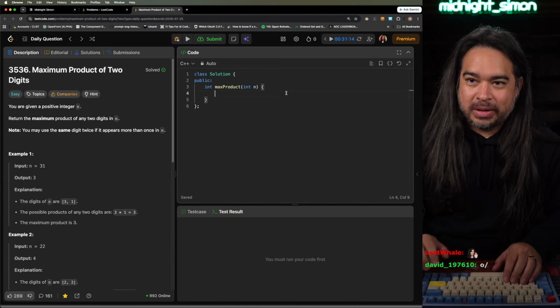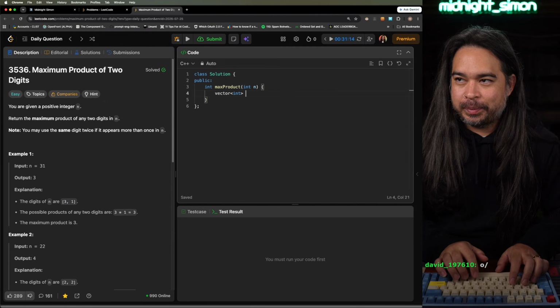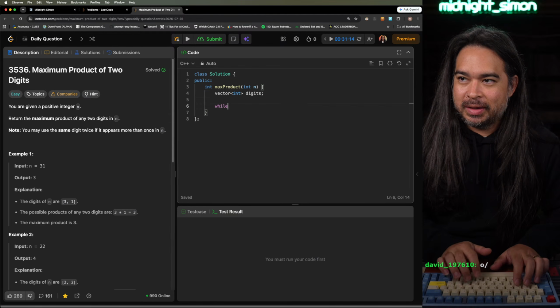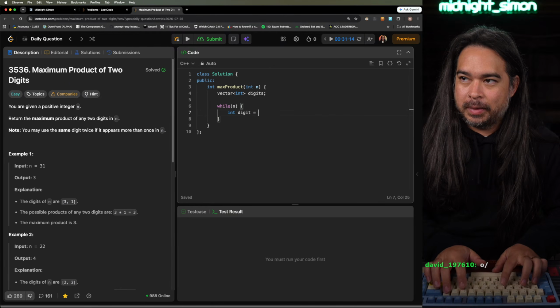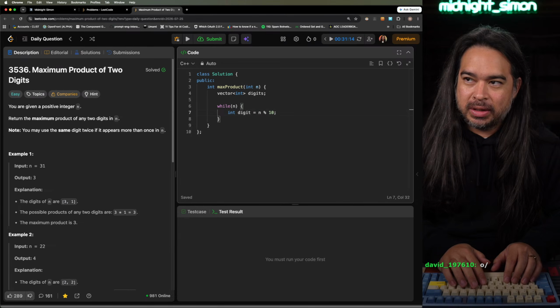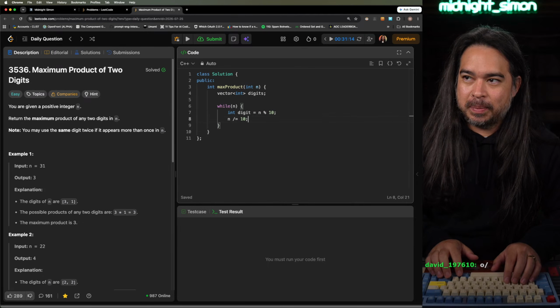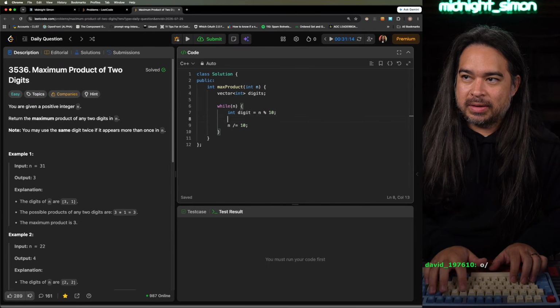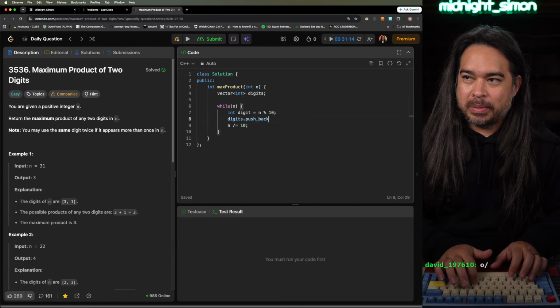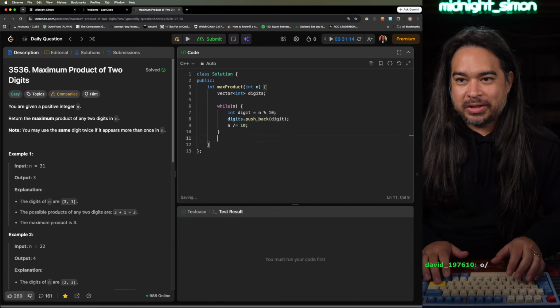Alright, should we do this? Let's do it. Let's just store all the digits. So n mod 10 would be the rightmost digit in the number, and then we divide it by 10 to go on to the next digit. And I guess let's push back that digit. And then I'll just do an n squared.